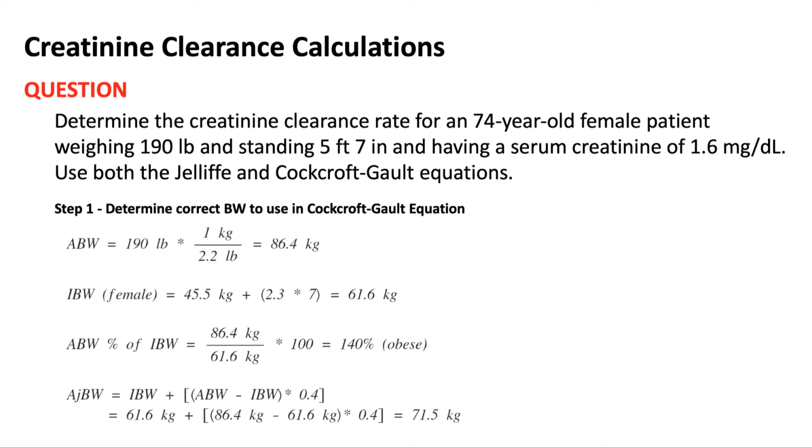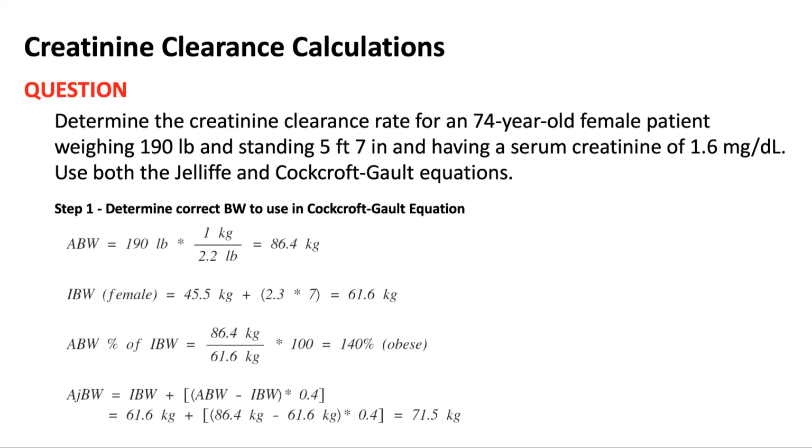We would use the formula that says to take 45.5 kilograms plus 2.3 times each inch over 5 foot. She's 5 foot 7, so we'll take 7. So if we have 2.3 times 7 plus 45.5, that should equal 61.6 kilograms. All right, so that is her ideal body weight.